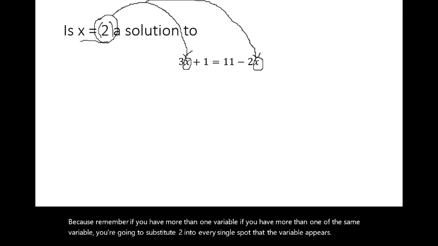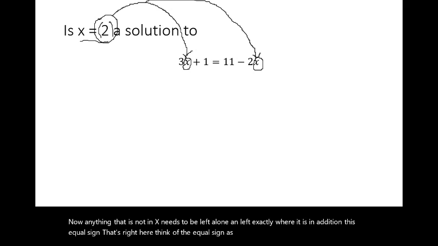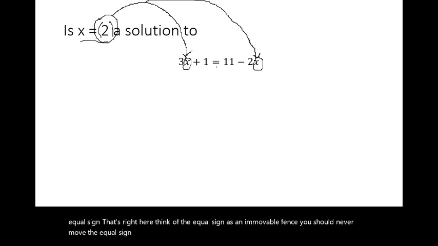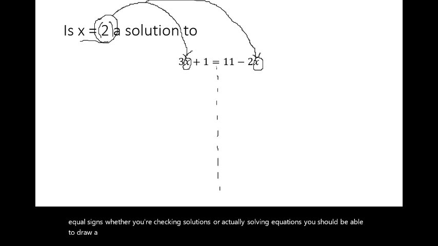Now, anything that is not an x needs to be left alone and left exactly where it is. In addition, this equal sign that's right here, think of the equal sign as an immovable fence. You should never move the equal sign. In fact, you should be able to draw a mostly vertical line down all of your equal signs. Whether you're checking solutions or actually solving equations, you should be able to draw a mostly vertical line down all of your equal signs. Do not move the equal sign.